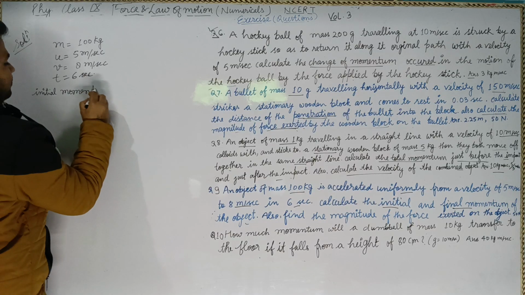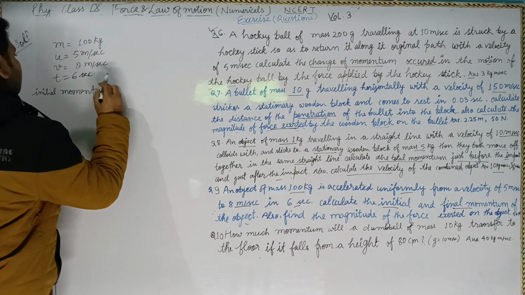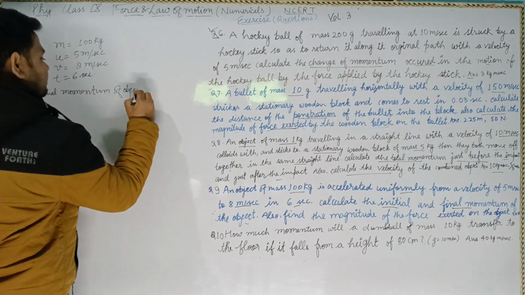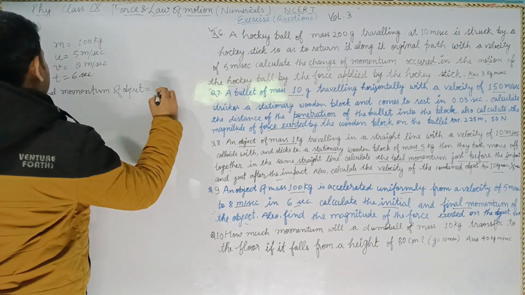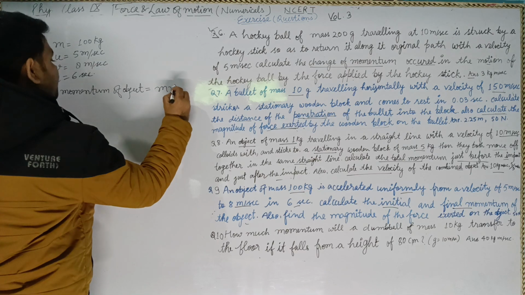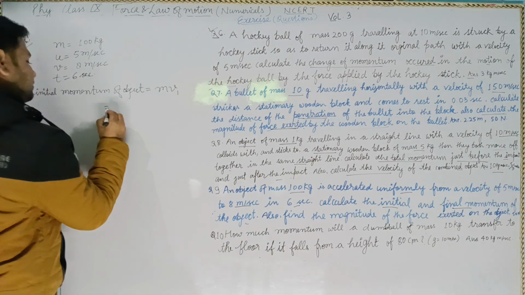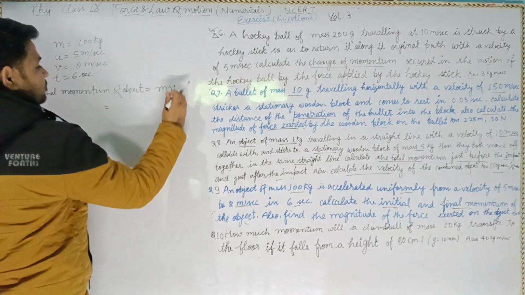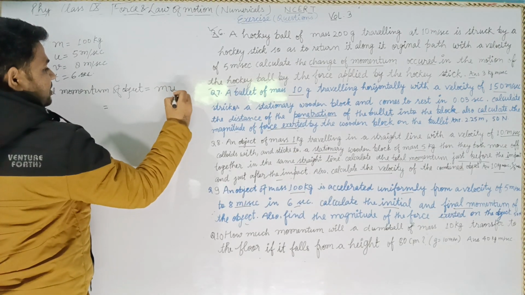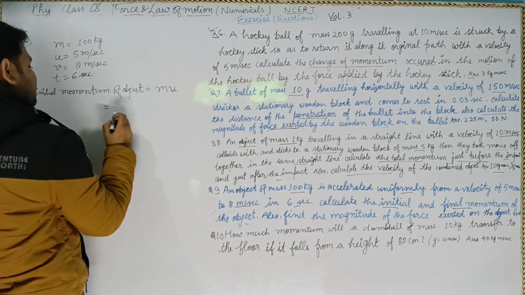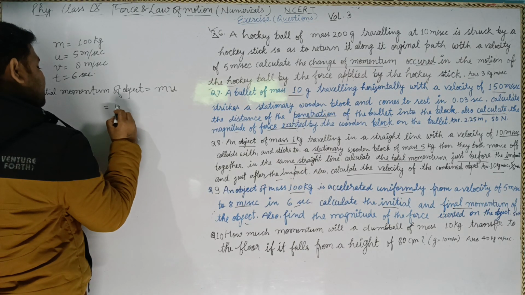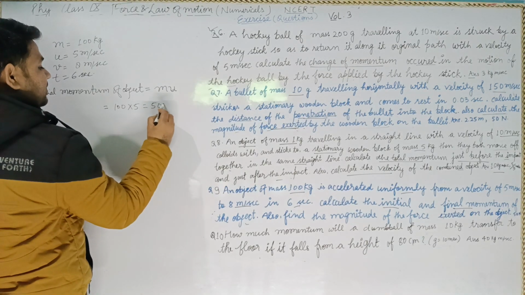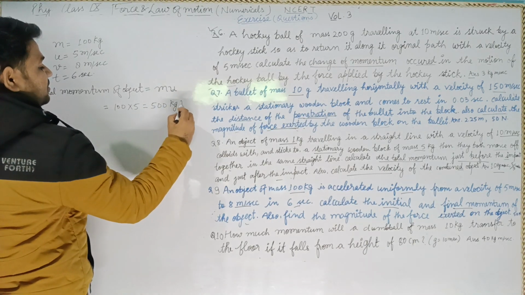Initial momentum of object is equal to m v1, sorry, m u. Your initial velocity is u, then 100 into 5 is equal to 500 kilogram meter per second.